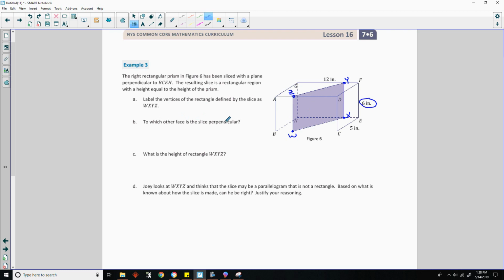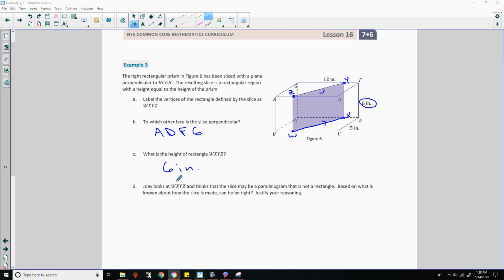To which other face is the slice perpendicular? Okay, so now we know it's perpendicular to the bottom right here. If I were to rotate this and look at it, it would form a 90-degree angle with the bottom. It will also form a 90-degree angle with our top. Okay, so that will be ADFG. But it is not perpendicular to the front, the back, the left, or the right. It says, what is the height of the rectangle WXYZ? WXYZ, we were told, is equal to the height of the prism, which is 6 inches.